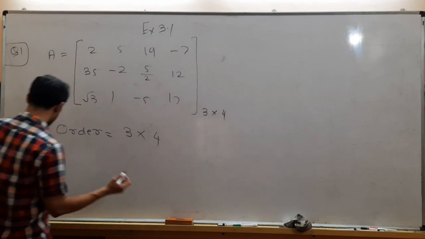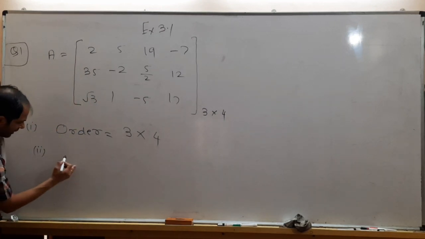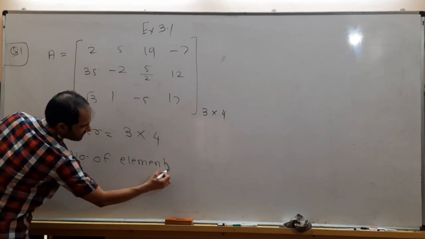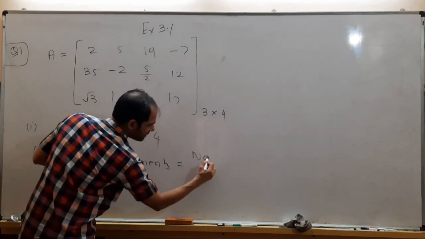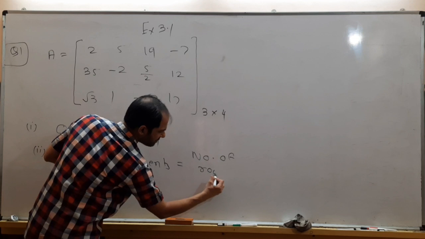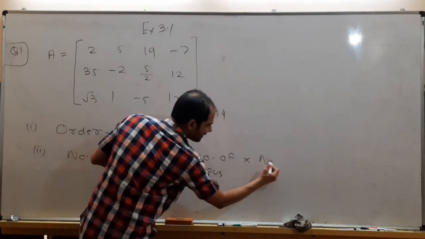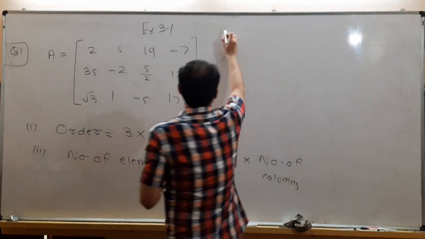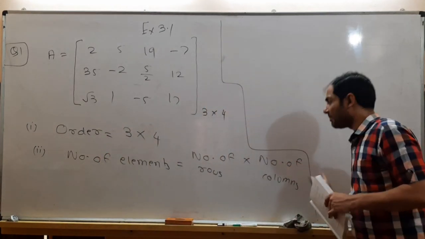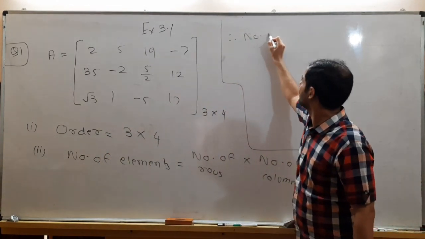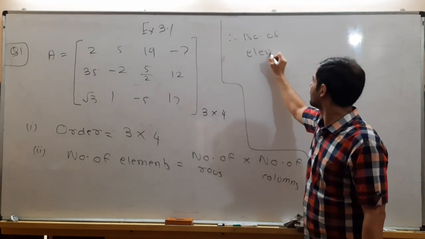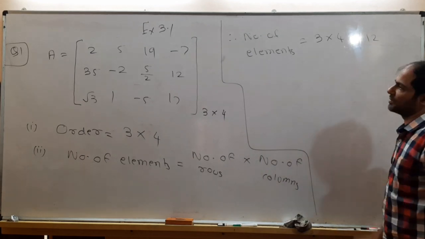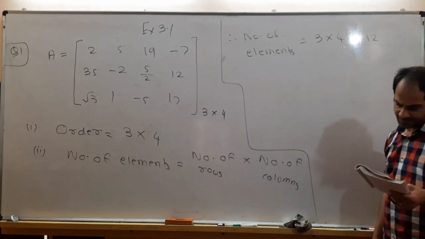Second thing which they have asked is number of elements. What is number of elements? Number of elements is number of rows into number of columns. That we did yesterday. So, number of elements is equal to number of rows is 3, number of columns is 4, 3 into 4, 12. So that is also very easy.